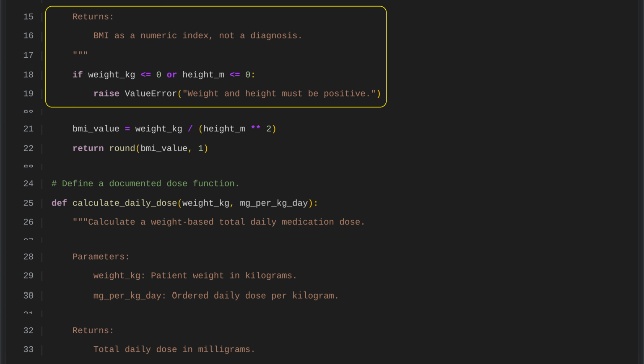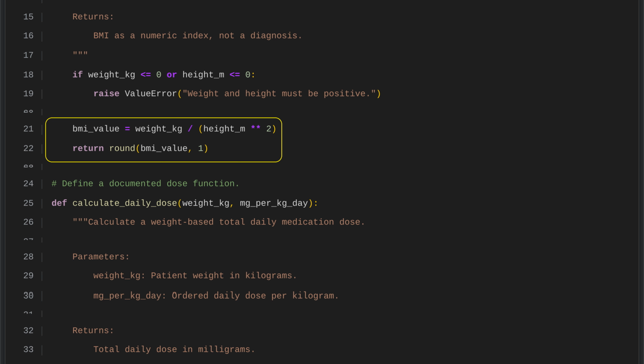The function calculates body mass index as a numeric result, but it does not provide a medical diagnosis. Before calculating, it checks that both weight and height are positive. If either value is 0 or negative, it raises an error instead of continuing. The code computes body mass index by dividing weight in kilograms by height in meters squared. It then rounds the BMI to one decimal place, making the result simple and easy to interpret.